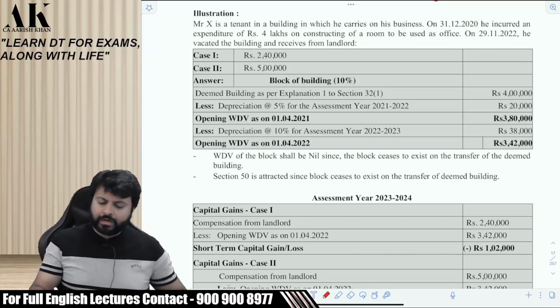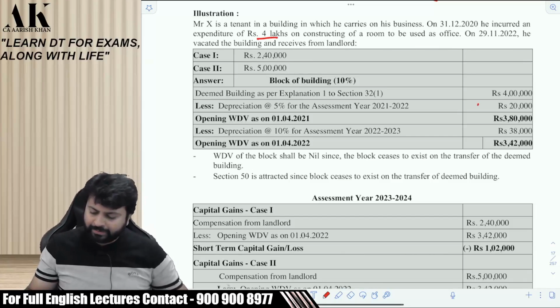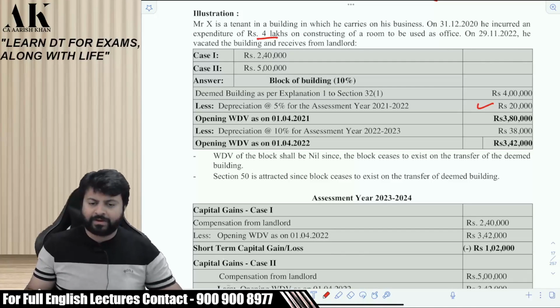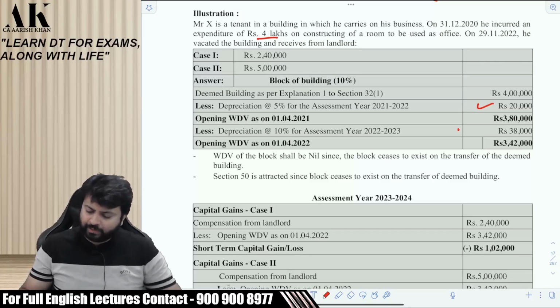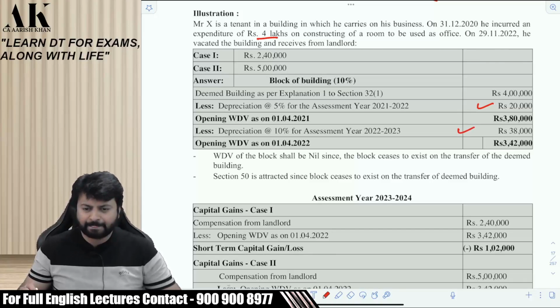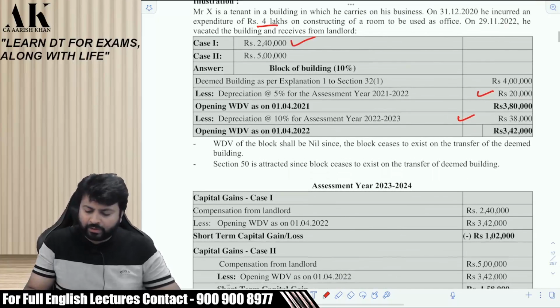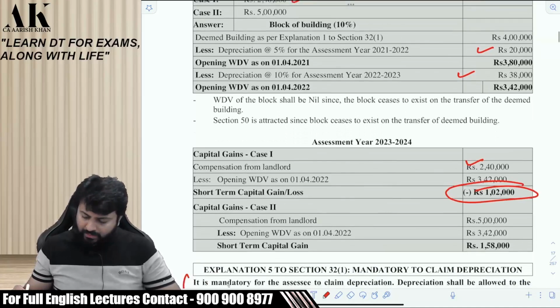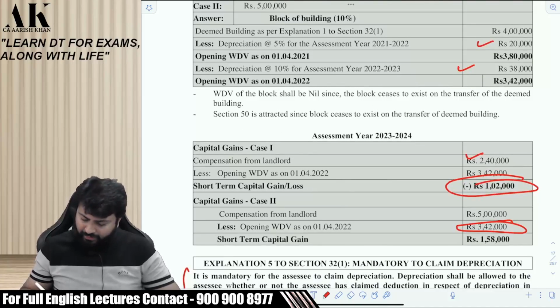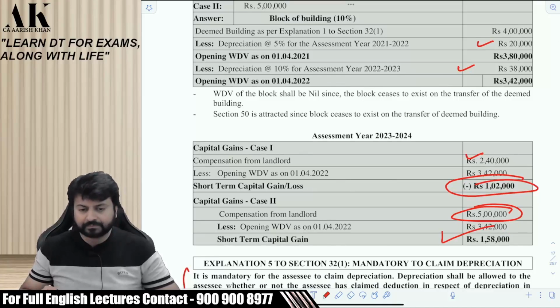So first you incurred a capital expenditure of 4 lakh, so you will claim depreciation on 4 lakh. First year 5%. Why 5%? Because less than 180 days. In the second year you will claim full depreciation of 10%. Now after 2 years, you are transferring to the landlord at 240. If you are transferring at 240, there will be a loss. If you are transferring at 5 lakh, there will be a profit. Short-term capital gain, short-term capital loss. Is everyone clear with this?